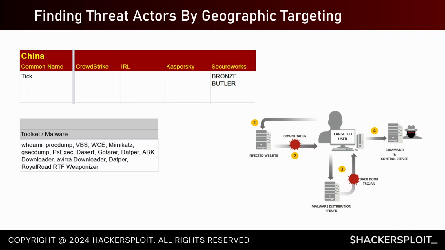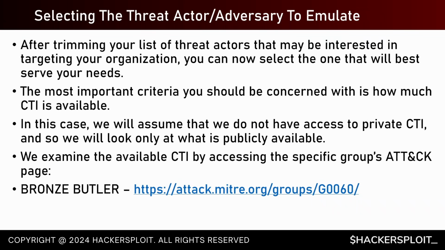So, the initial access is obtained from an infected website where the targeted user visits that website, and then a file is downloaded. I wouldn't say a file, it's a payload that then drops another backdoor Trojan, and then that initiates a connection to a command and control server. So, very, very basic. This is not actually specific to Bronze Butler, but quite important for you to understand.